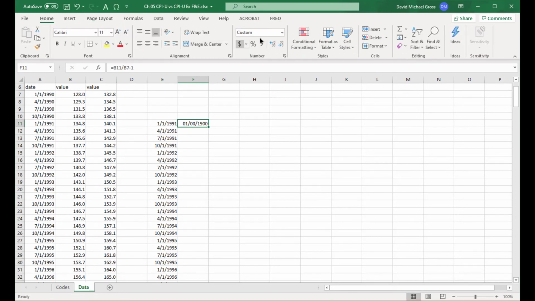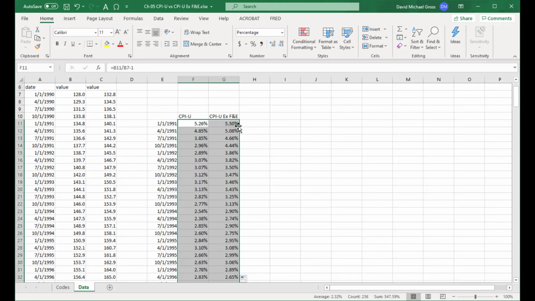I'm going to change that format. Here I have a 5.26% inflation over that period from 1990 to 1991, and 5.50%. This is CPI-U, and this is CPI-U excluding food and energy. And now I can click this, and I can get all the data going down to here.